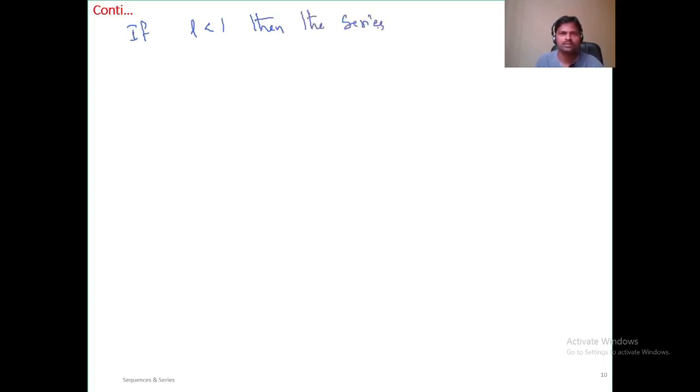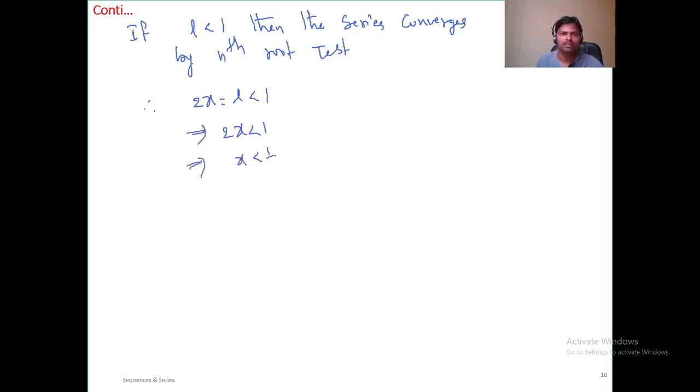The series converges by Cauchy's nth root test, or simply the nth root test. So what do we want? L, which is 2x, should be less than 1. That means 2x should be less than 1, so x should be less than half. Since x is positive, that implies 0 < x < 1/2.